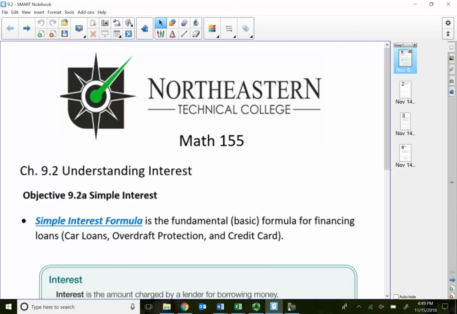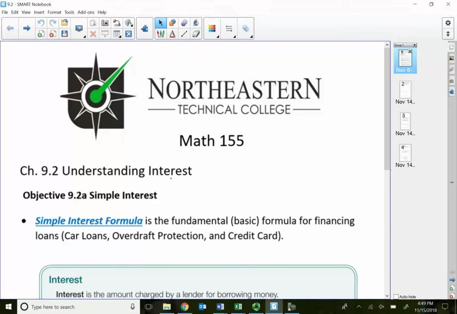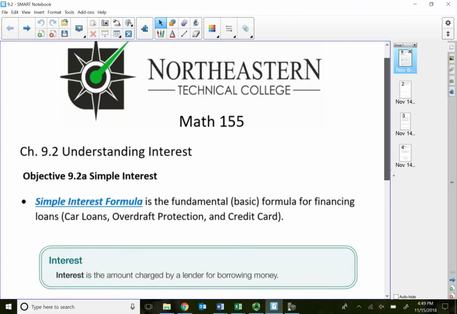To Math 155, Section 9.2, Understanding Interest. So in this lecture video, let's take a look at what we call simple interest. The simple interest formula I'm going to introduce is the fundamental, most basic formula for financing loans. Financing loans simply means borrowing money.